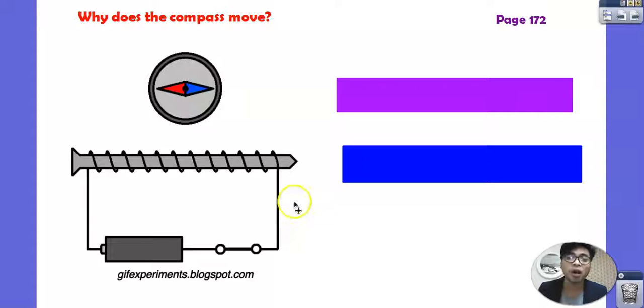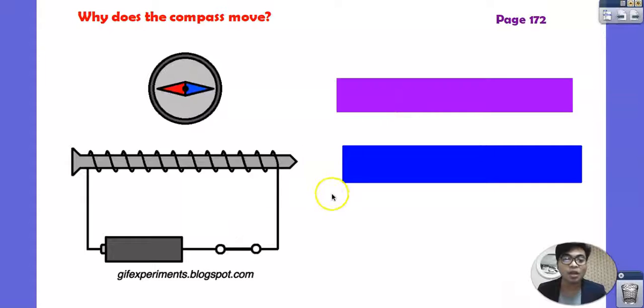So I want you to recall last time's activity, where the earth is a very big bar magnet, and the compass moves south or north depending on where it is in the pole of the magnet. The same thing is happening in here. Therefore, this is now a magnet. We created a magnet out of just the coil, the iron nail, and the power source.